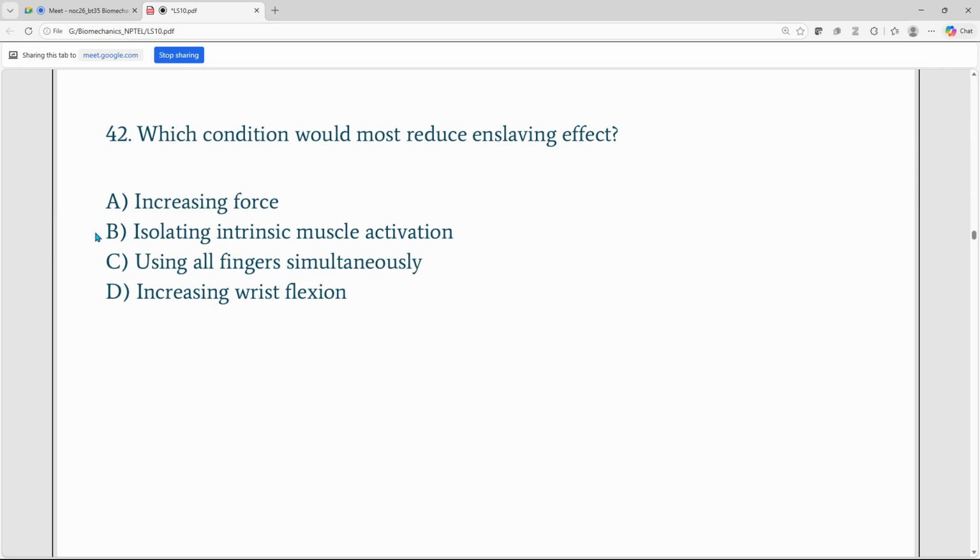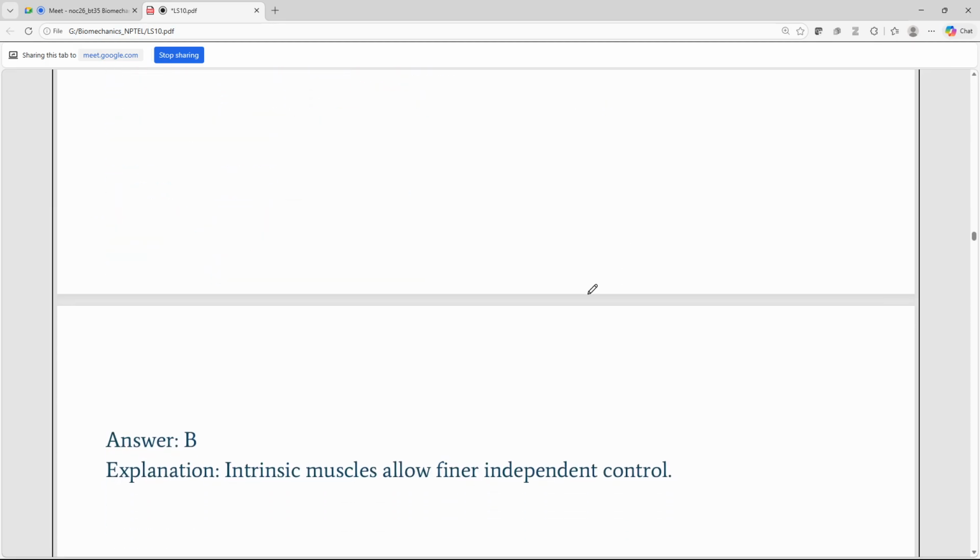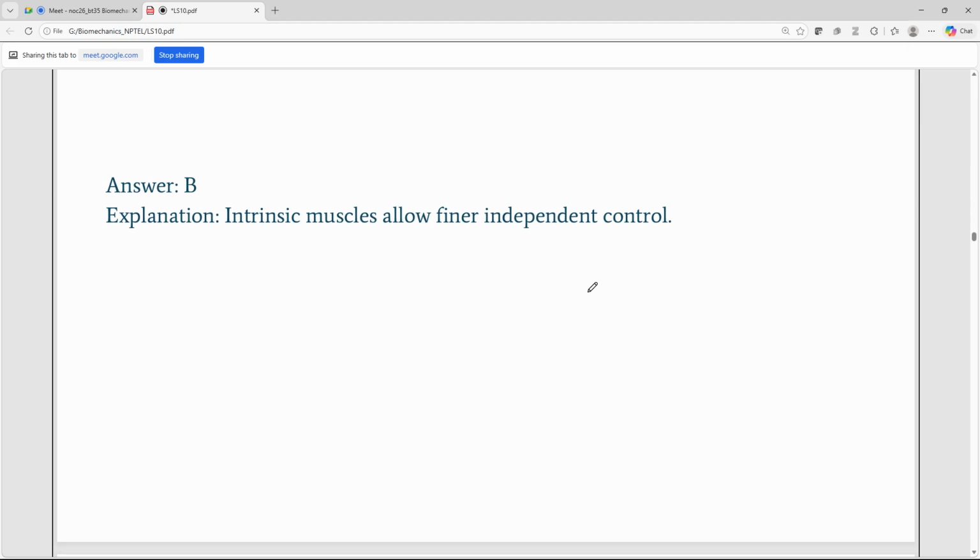Answer is option B, isolating the intrinsic muscle activation. Isolating the intrinsic muscle activation will help in reducing the enslaving effect. The intrinsic muscles allow finer independent control.